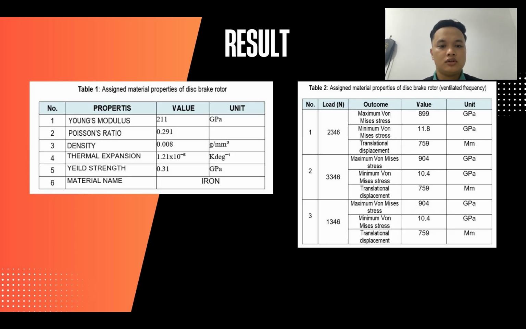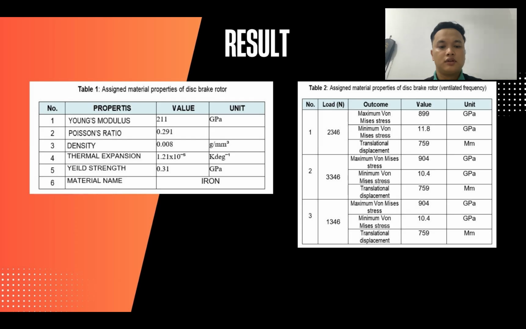number 1, we are using the 2346 Newton load. The outcome for this load is the maximum von Mises stress. The value is 899 gigapascal. The minimum von Mises stress is 11.8 gigapascal, and the translational displacement is 759 millimeter.